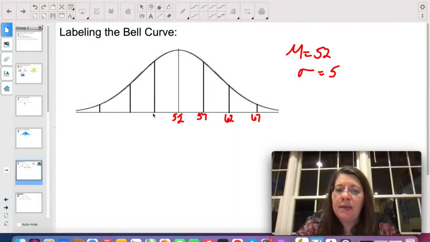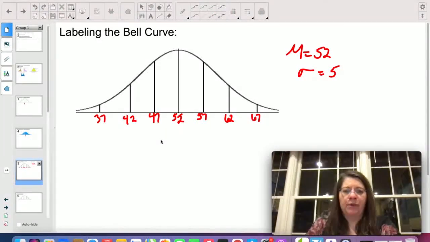To the left of the mean, 1 standard deviation to the left is here, 2 standard deviations to the left is here, 3 standard deviations to the left is here. So what I would do to get this number is subtract the standard deviation from the mean. So 52 minus 5 would be 47. And here I have labeled the left-hand side. So the mean is 52. 1 standard deviation below the mean would be at a 47. 2 standard deviations below the mean would be at a 42. 3 standard deviations below the mean would be at a 37.